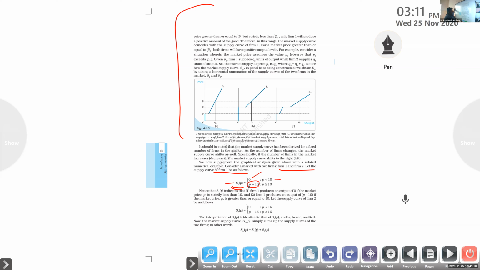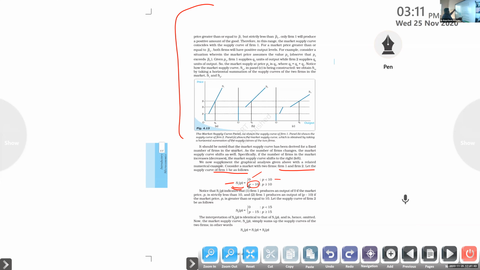What I told is that this firm will produce zero if the price is less than 10 rupees, and will produce the quantity P minus 10 if the price is equal to 10 or greater than 10. Is the concept clear?